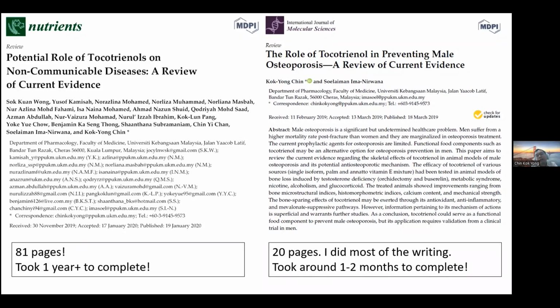And then you look at the second title, the role of tocotrienol in preventing male osteoporosis, which relates to the last research question in the box just now. A review of current evidence, only 20 pages. Basically, I did most of the work, and it took about one to two months to complete because we had all the studies at hand.